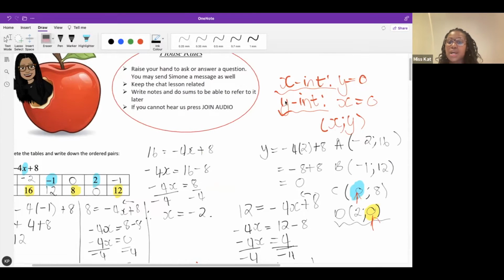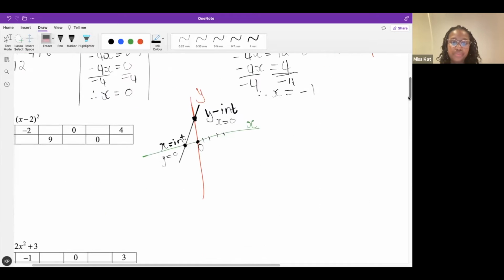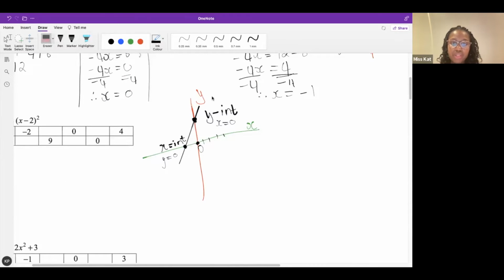So they're always opposite, guys. For the y-intercept, your x is 0. And this is how we write coordinates. So if the first one is a 0, like C, that would be your y-intercept. If the second one is 0, like D, that would be your x-intercept. Done. Okay. Math is mathing.